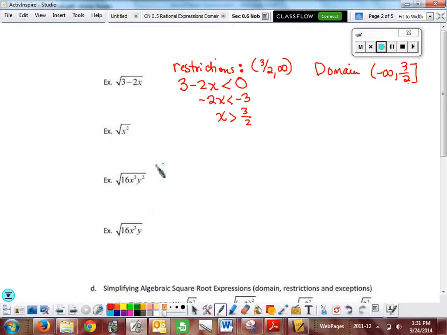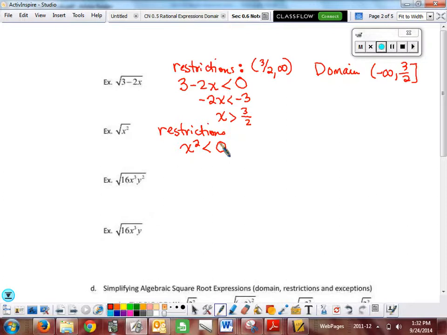Right. Square root of x squared. Do my restrictions. My radicand is x squared, and whenever that is negative, that's going to cause me to not have a real number. Comments? Any value that I can plug in to x that will make x squared negative? Any real number that I can plug into x squared that's going to make it negative? Any real number? Yeah, there aren't any, right?